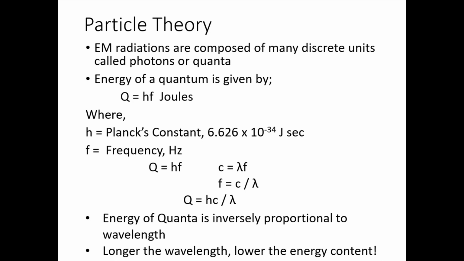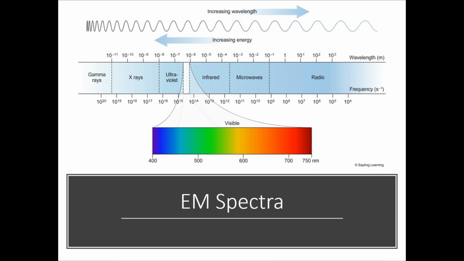It means that the energy of the quantum Q is inversely proportional to the wavelength. So the higher the wavelength, the lower the energy; the higher the energy, the lower the wavelength. Longer the wavelength, lower the energy content, right? So Q = hc/λ. This is explained by the particle theory using Planck's constant. Keeping this in mind, let us now explore the electromagnetic spectra.